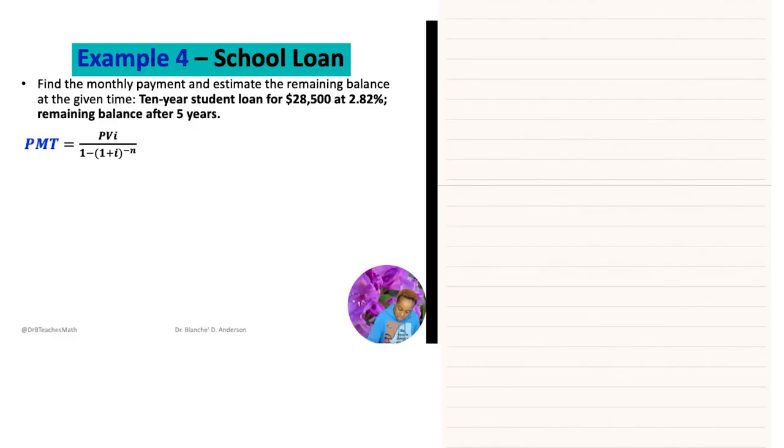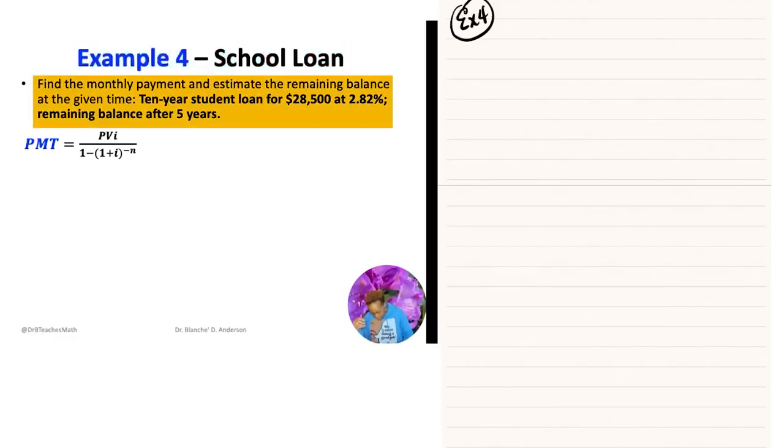Okay, so this one's example 4. It says, find the monthly payment and estimate the remaining balance at the given time. Remember, we did go over that formula where you can get an approximate balance. So this is a 10-year student loan for $28,500 at 2.82%. And then they want you to find the remaining balance after 5 years. So let's do the first part of finding the payment.